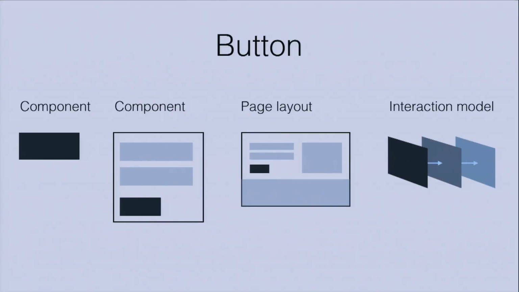So if we take a button component, for example, that's a component itself that has typography, color, spacing. That button component can be used within other components, perhaps a form or an overlay or something. And that component can then be used in a page layout, which could also technically be a component if you like. And then how do those pages work with each other? When you click save on a form, what happens? What's the feedback and messaging you get?